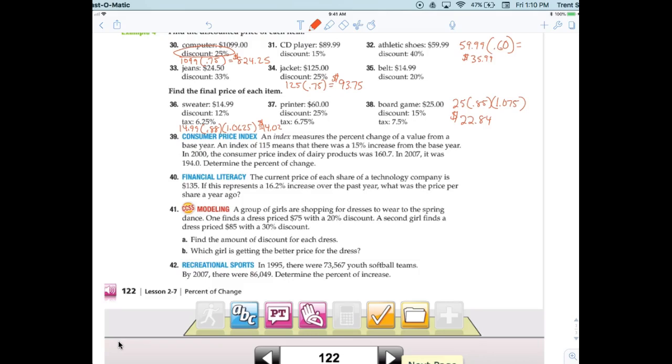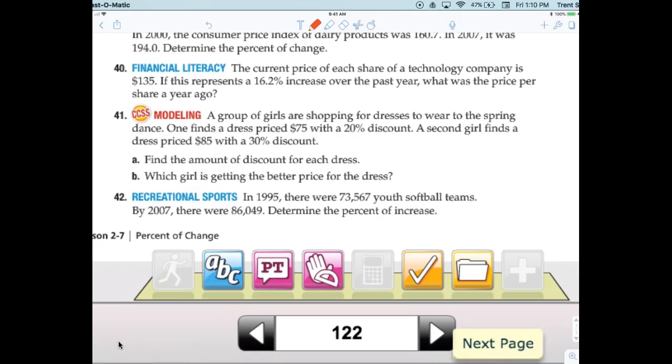All right. Here we go. Last one, number 40. It says the current price of each share of a technology company is $135. If this represents a 16.2% increase over the past year, what was the price last year? Okay, now this is the hard one. I need everybody's attention real quick, and then we're done. Look up. Do we know what the original price was? We do not know what the original price was, so that's X. Then I have to multiply that price by what?